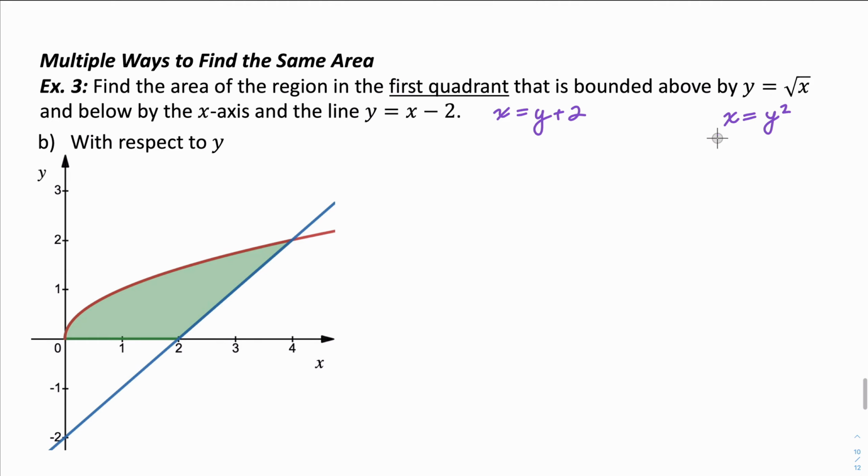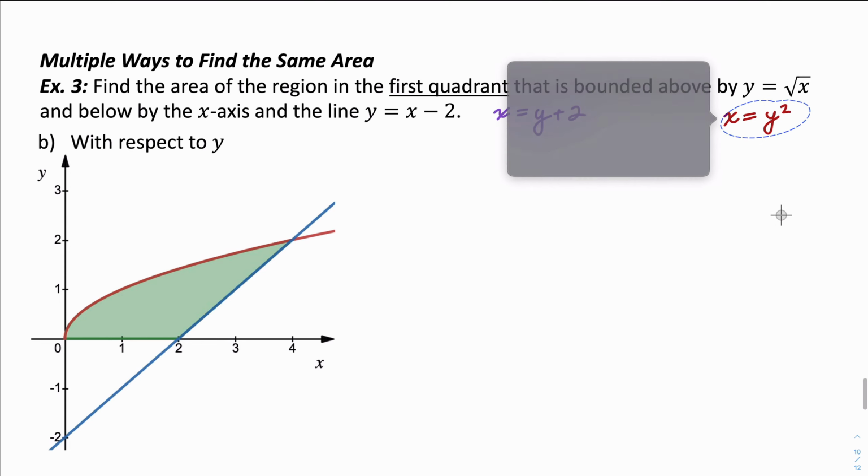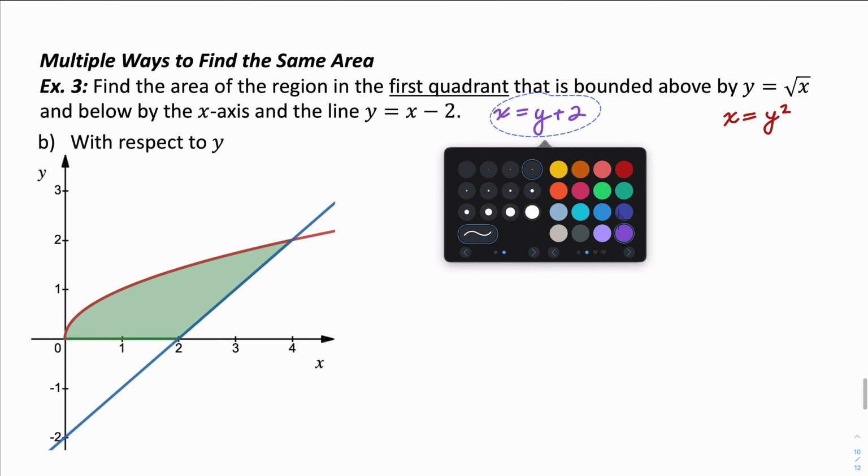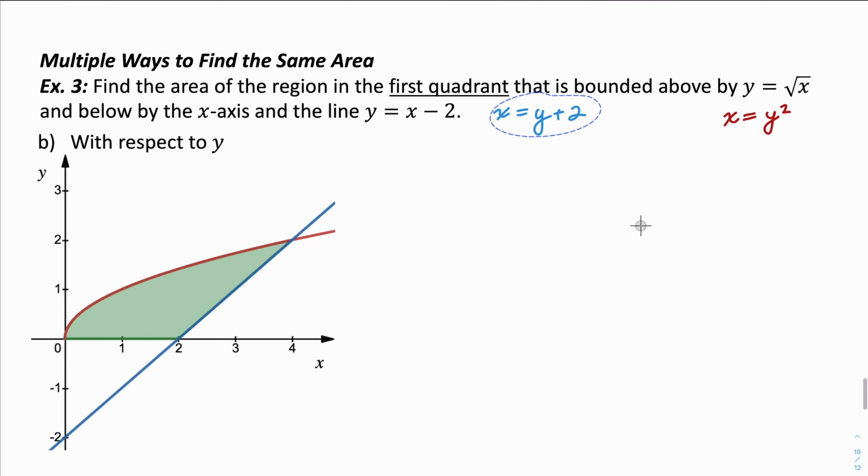So the red one is what we have here. Let's make it red, actually. So let's go ahead and do that. So this is going to be this red here. This one is blue. Let's go ahead and make it blue. Sure. So we have those two functions there.